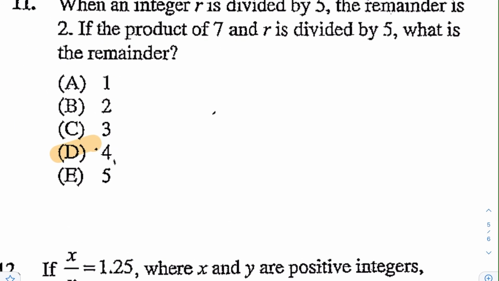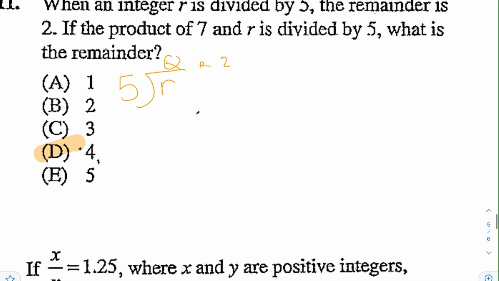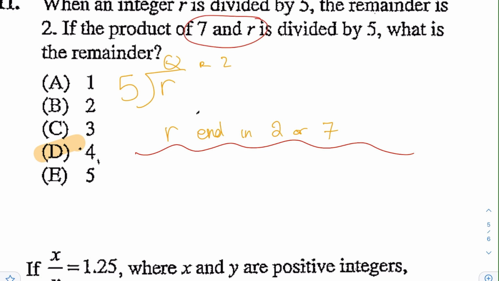All right, next for number 11, when an integer r is divided by 5, the remainder is 2. If the product of 7 and r is divided by 5, what's the remainder? So here you know that r divided by 5 gets some quotient and a remainder of 2. That means that r has to end in either a 2 or a 7, because you know that multiples of 5 end in 0 or 5. Now you're going to have to do a product of 7 and r. So you take this r, multiply by 7, then divide that by 5. So let's come up with some possible answers for r.